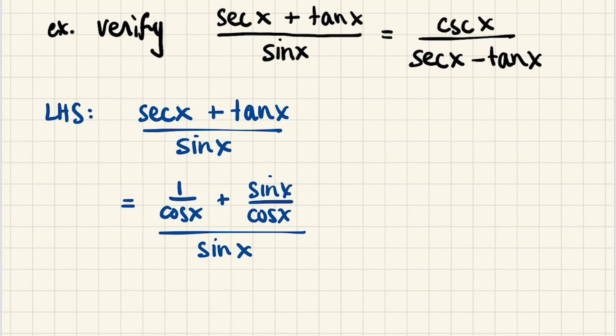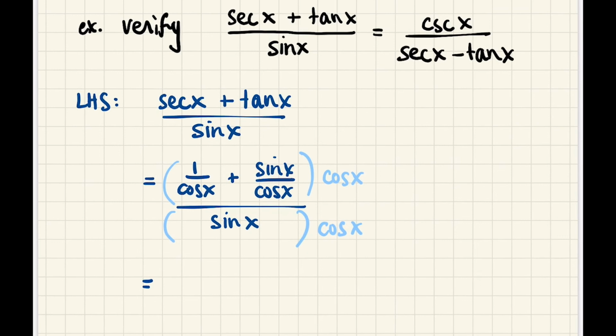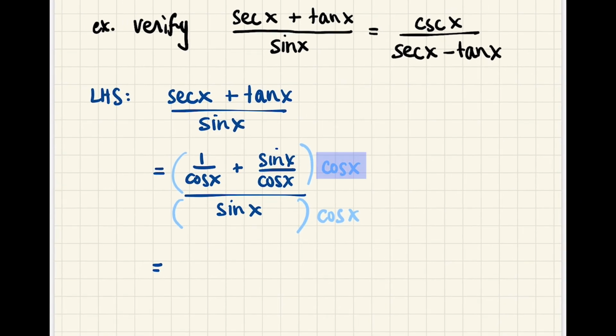So we now have a complex fraction, a fraction within a fraction. So let's clear that by multiplying everything by the mini denominator here. That would be cosine of x. So we're going to go cosine of x, cosine of x. So in the numerator, this cosine distributes to 1 over cosine, giving us 1, plus here cosine of x distributes into this guy, giving us just sine of x because the cosines cancel. And in the denominator, we simply get sine of x times cosine of x.